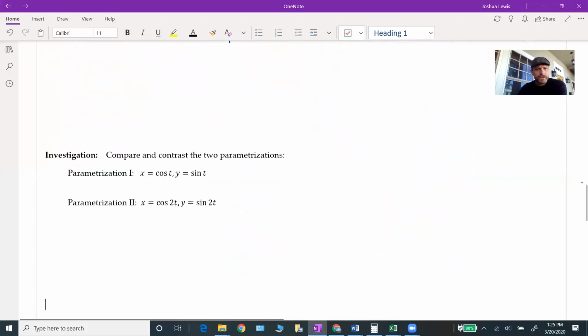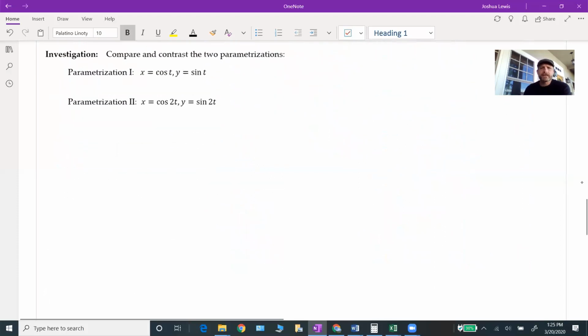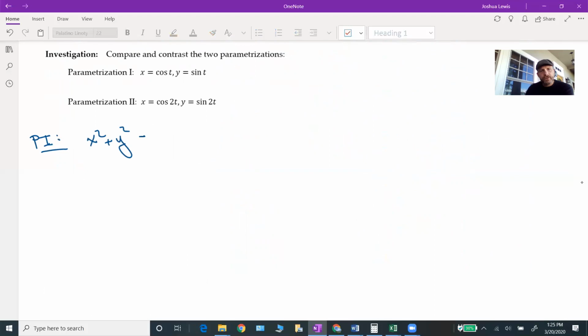All right, well, here's an example. Let's compare and contrast these two parametrizations. So the first thing we might notice is that in either case, for parametrization 1, let's say, x squared plus y squared is cosine squared plus sine squared t, which equals 1. So this is just the unit circle.